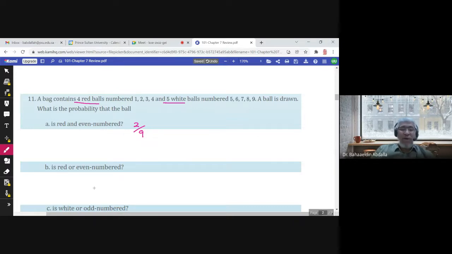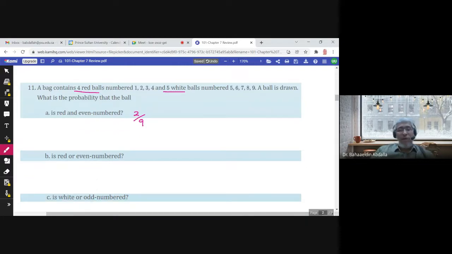Red or even? How many red balls? 4. Or even? So I take also the even white balls. 6 and 8 are even.